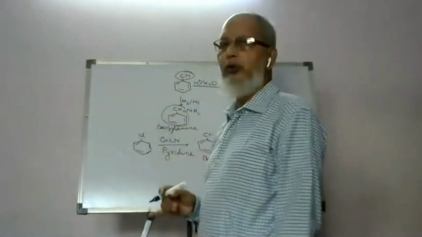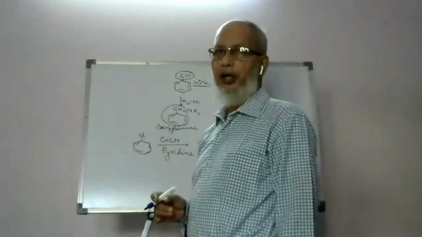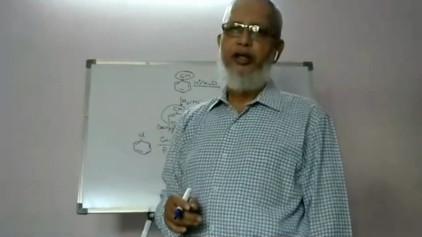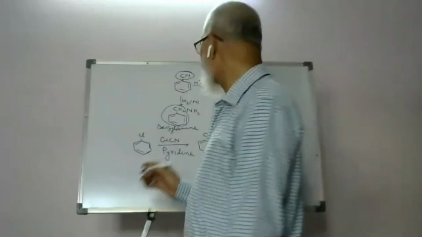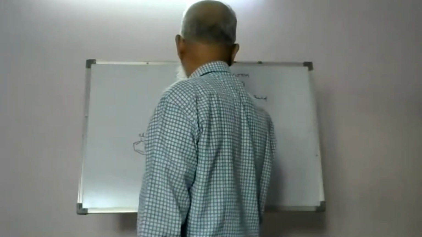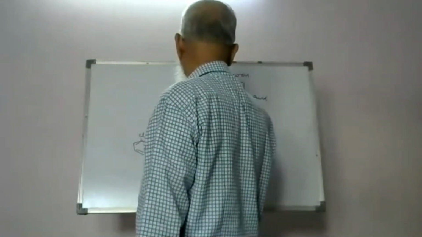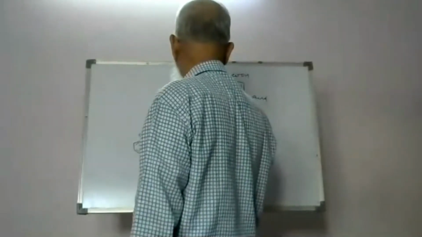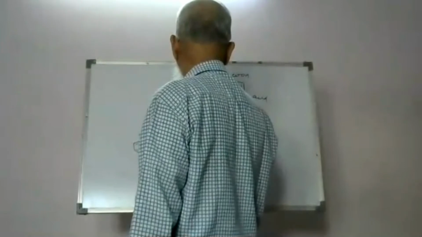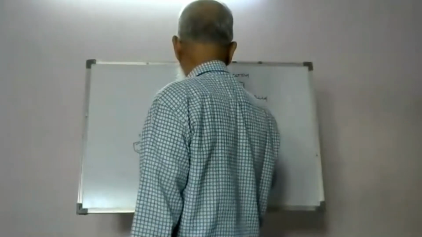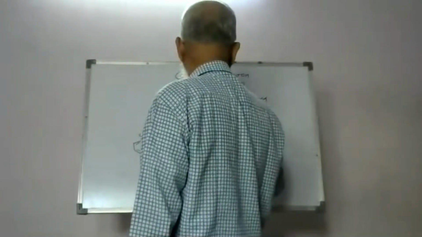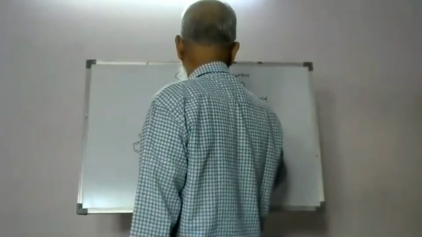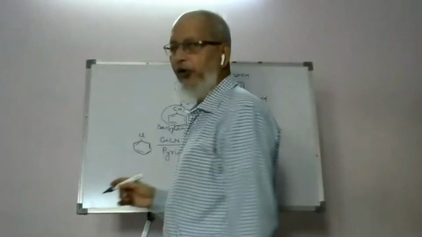Now, if this NH2 group is attached with an aliphatic chain and is reacted with sodium nitrite and HCl or HNO2, then this gets converted into OH. So, if it reacts with HNO2 or NaNO2 plus HCl, you will get this compound. This is your alcohol, not phenol.